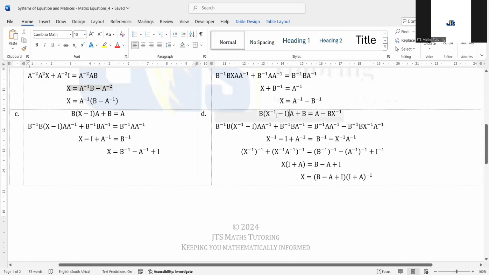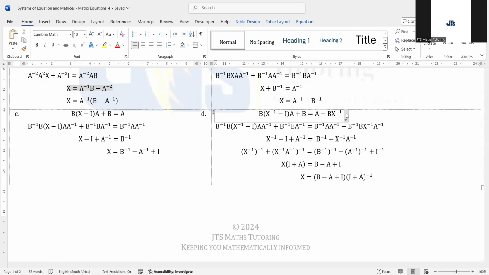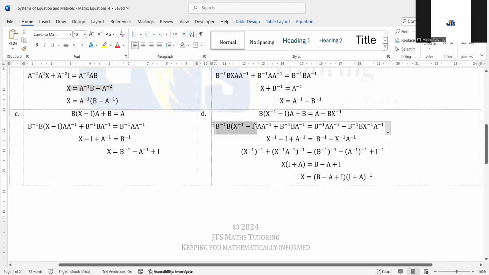I want to isolate this part here. So what I'm going to do first is to multiply this by the inverse of B, by the inverse of A, and I have to do it throughout. Which is exactly what you see me doing right here. So right here, this is going to give me an identity matrix multiplied by the inverse of A. That's going to give me the inverse of A here.